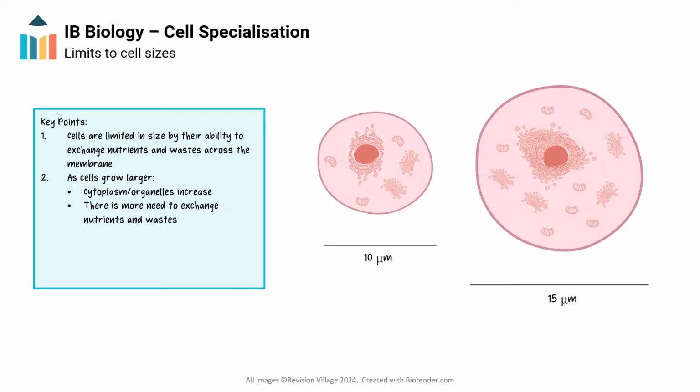A larger cell also increases the distance for molecules like oxygen to diffuse in, as well as for waste to diffuse out. As the cell grows, the cell membrane expands, but not as rapidly as the cytoplasm. As the cell increases in size, the volume of the cytoplasm increases fourfold, while the surface area of the plasma membrane only doubles. Eventually, the volume of the cytoplasm becomes too large for the surface area of the membrane to keep up with the exchange of nutrients.